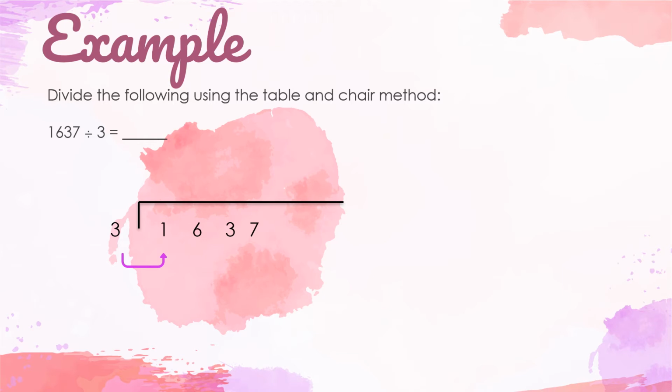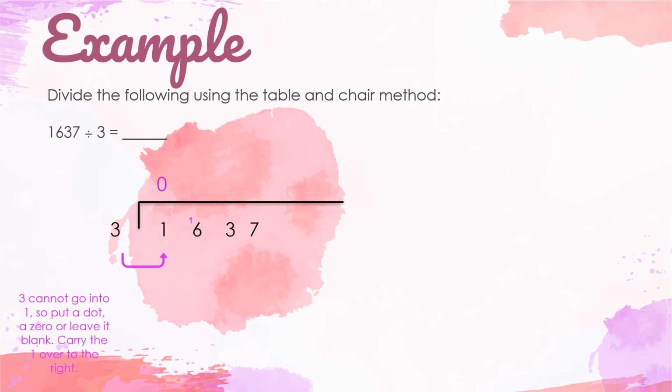3, you've already passed it. So 3 cannot go into 1. So you're going to put a dot, a 0, or you're going to leave it blank. I'm going to put a 0, and I'm going to carry my 1 over to the right, which is the next place value column.